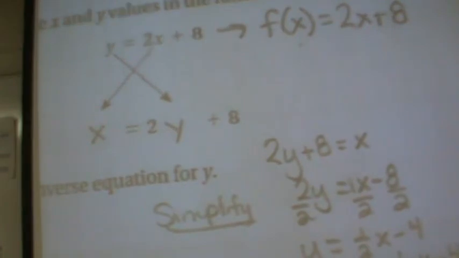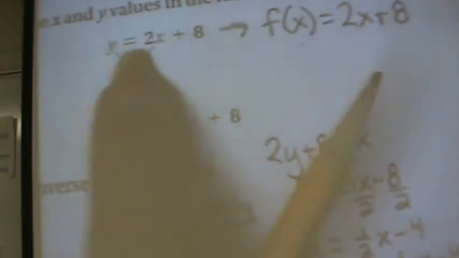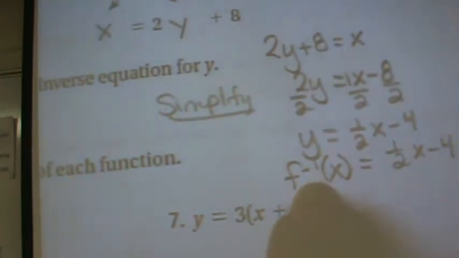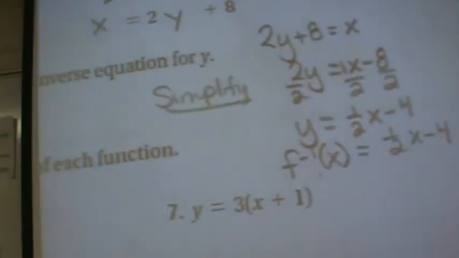Everything gets switched with inverses. So because I can predict that this function's inverse will be a function, I can use this notation. So I'm done. I want you to go up to problem 29.